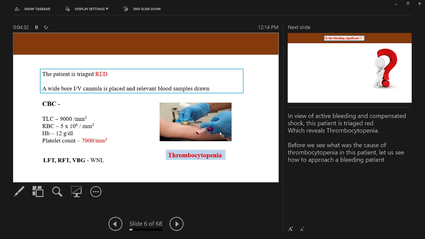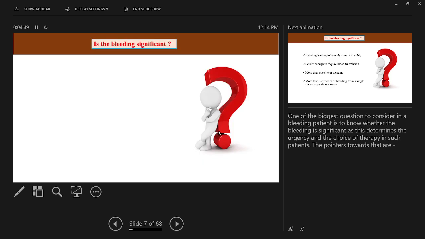Before we see what was the cause of thrombocytopenia in such a case, let us see the bleeding patient as a whole. As I have already said, and I would like to re-emphasize again and again, securing the circulatory stability is the most important thing in a bleeding patient rather than trying to find a cause first. The first important thing to answer is whether the bleeding is significant, because it is important to know the severity of the bleeding, not only for the choice of therapy, but also the urgency of therapy, how rapidly you are going to resuscitate that patient.